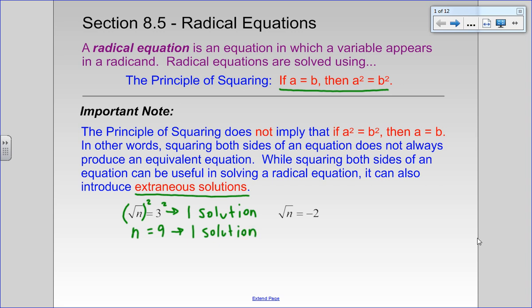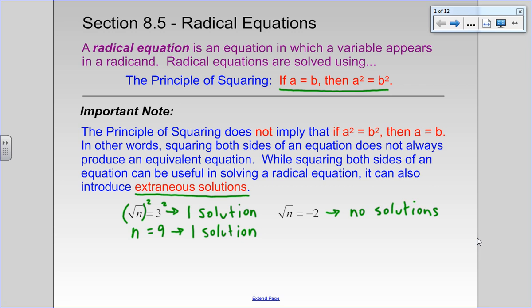However, at times, squaring will not produce an equation with the same solution. For example, look at the second equation. The square root of n equals -2. By inspection, we would notice immediately that this equation has no solutions. This is clear because the principal square root of a number represents the positive square root. So the square root of n can never be -2.